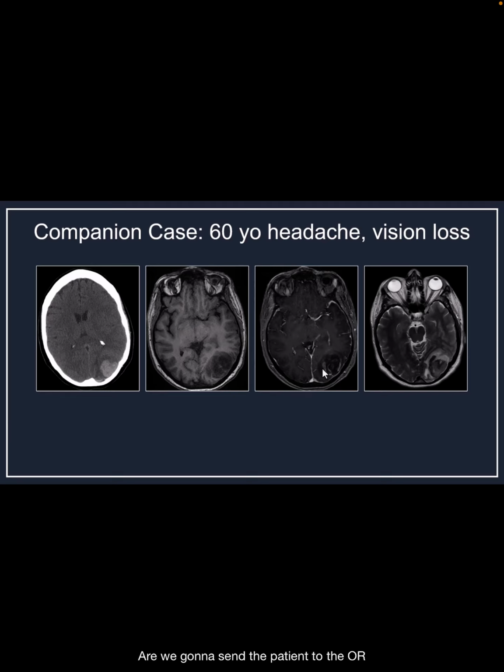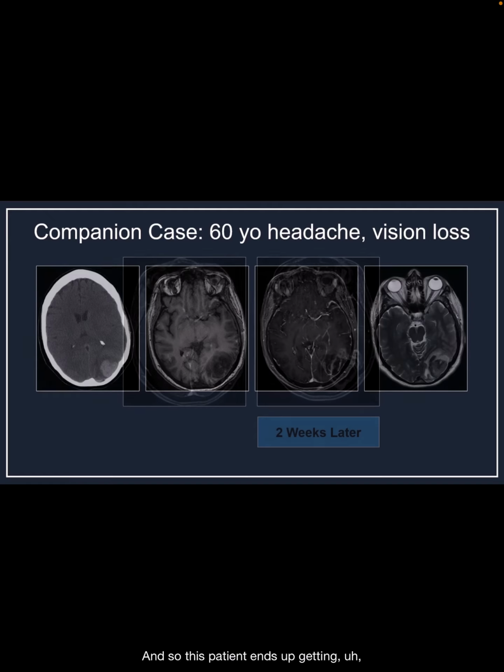Are we going to send the patient to the OR for hematoma evacuation even though they're clinically stable, or are there some additional things that we could do? We can certainly look for foci of metastatic disease, get a chest, abdomen, pelvis CT, but ultimately, oftentimes the next step is just to wait, and so to do a short-term interval follow-up, and that's really like another scan in 1 to 2 weeks.